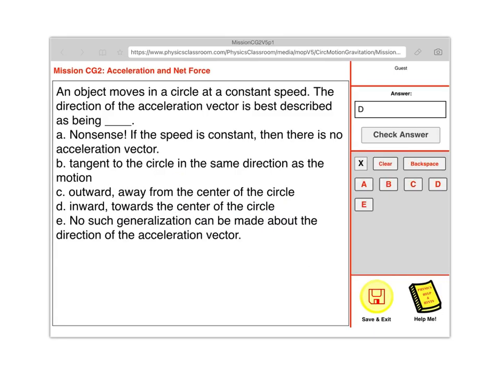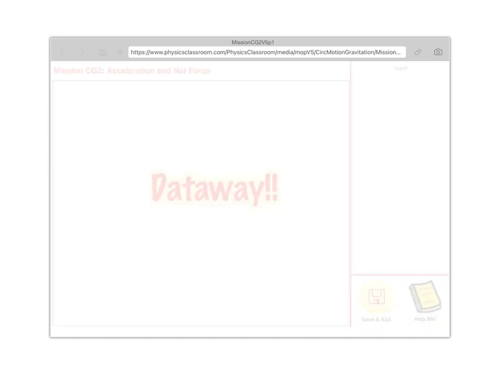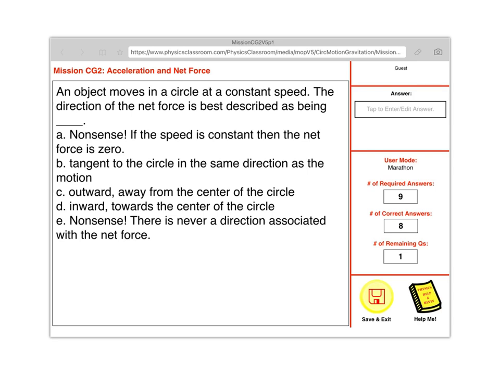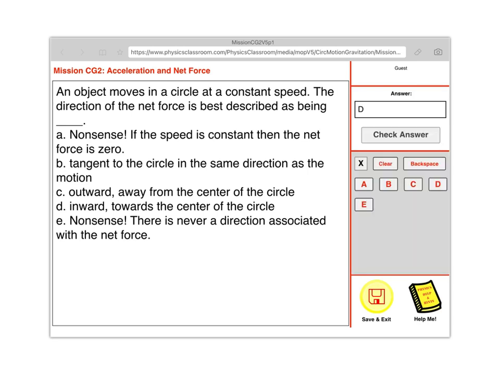Note, when an object moves in a circle, not only is the velocity vector changing, but so is the acceleration vector. It's not in one direction. It's always what? Inward toward the center of the circle. Both the acceleration and the force always point toward the center. And as we said in the last question, both the force and the acceleration are always toward the center.